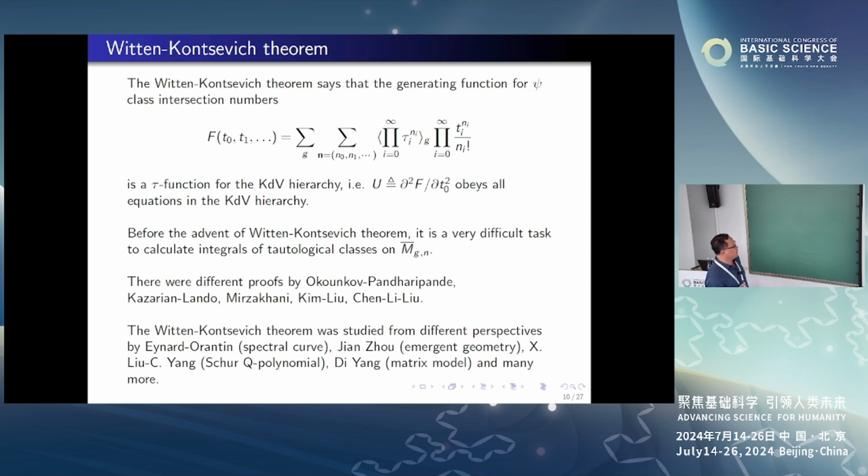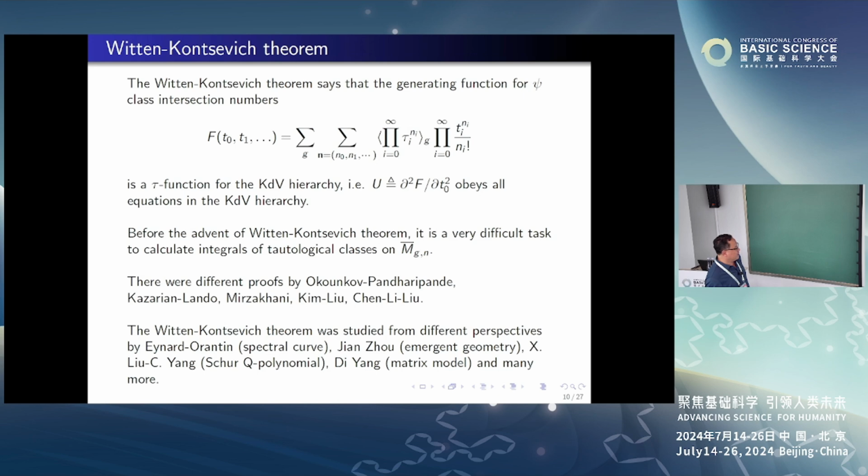So it's very difficult to calculate the integrals of tautological classes on the moduli spaces. Of course, now there are many different proofs by different people. Actually, we can give at least 3 or 5 proofs of this theorem. From different points of view, we now have a much better understanding of this theorem. But the first proof, of course, was by Kontsevich, using a matrix model and ribbon graphs.